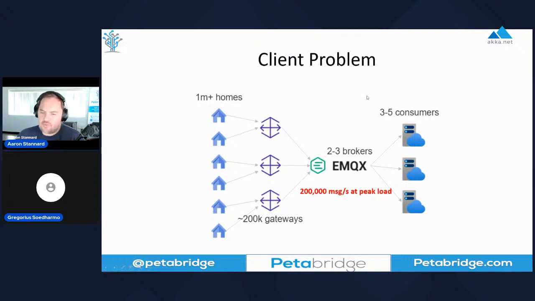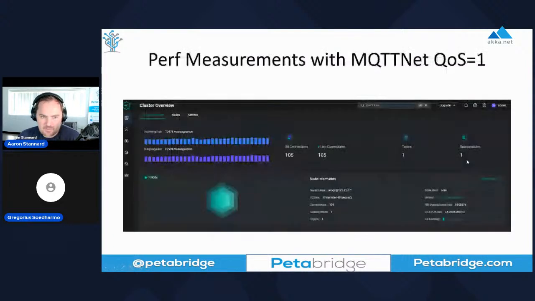And that load was going to be spread out across 3 to 5 consumers. So if you have 5 consumers, that means each consumer needs to be able to pull about 40,000 messages a second coming off of the broker. Well, we were given a proof of concept from this customer built on top of MQTTnet, which is the most popular dedicated MQTT library in the .NET ecosystem.